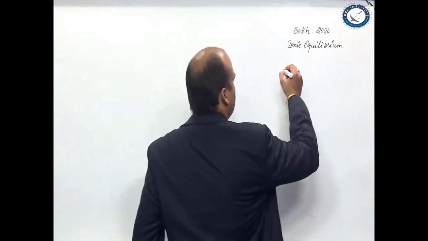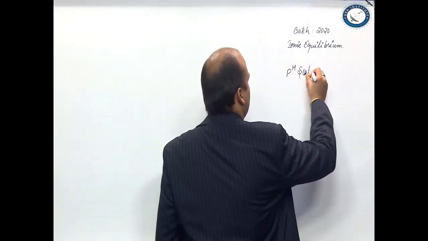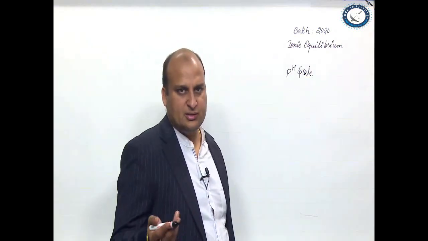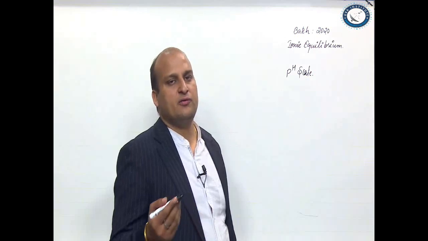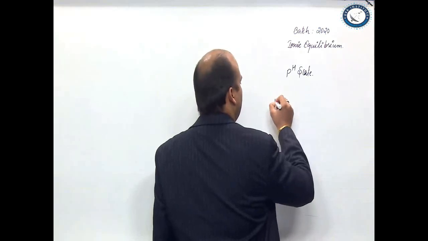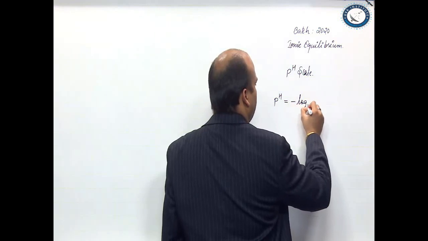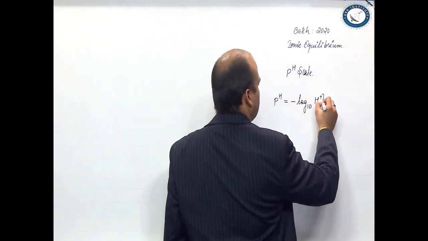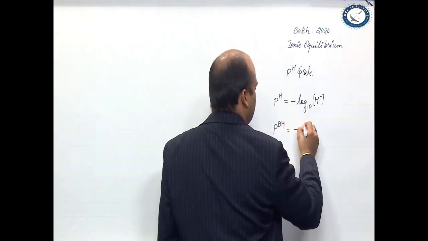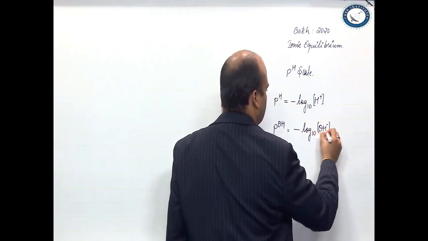Today we will be talking about this pH scale. See, pH basically stands for potens H plus or potens hydrogen, which means the potential of hydrogen ion concentration. Now, how do you calculate pH? pH can be calculated by the formula negative log to the base 10 of H plus ion concentration. Similarly, pOH can be calculated as negative log to the base 10 of OH minus ion concentration.